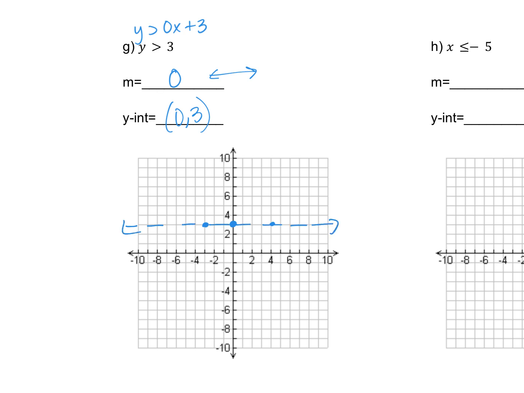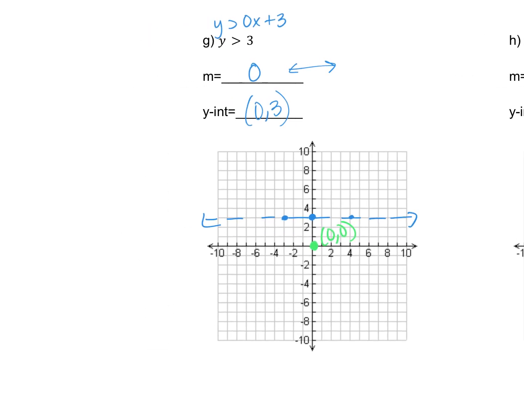Okay, so dashed line. We can pick our test point, which is 0, 0. Right? So if we were plugging in 0, 0 to that, you would plug in 0 for the y. There is no x technically to plug in for, so you don't have to worry about it. So is 0 greater than 3? False. Not true, so that means we have to shade on the other side.